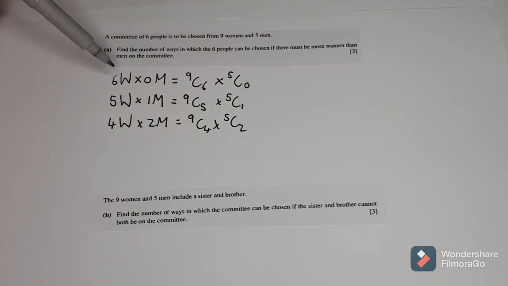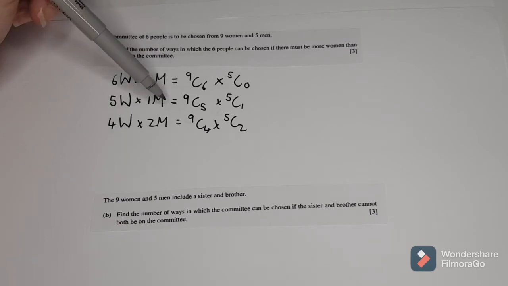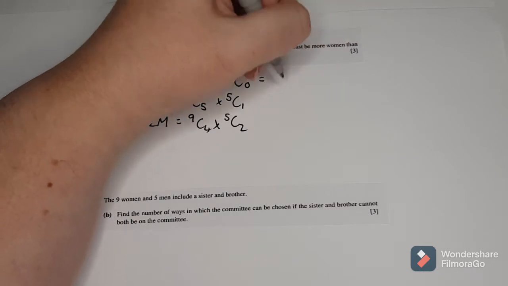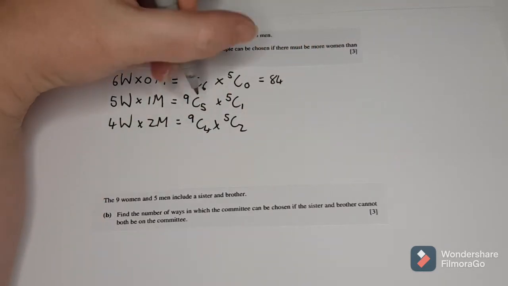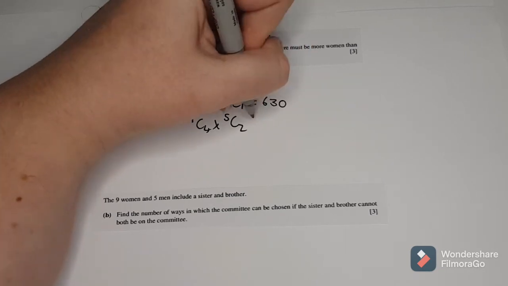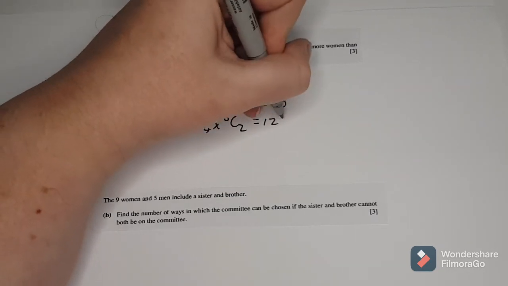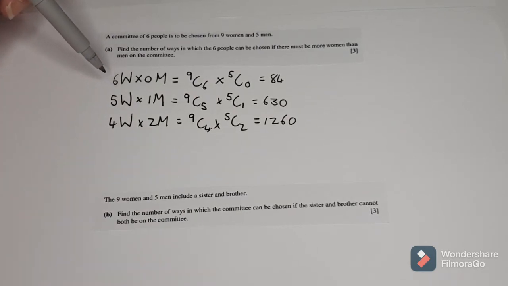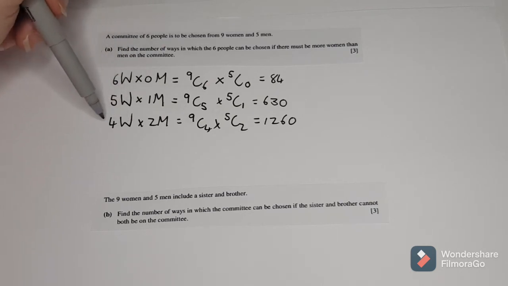So these are my only possible options where I could have more women than men. If you type this into your calculator, you get an answer of 84. If you type that in, you get 630, and then the last one you get 1,260. So I could either have this option for 6 women, or 5 women, or 4 women.